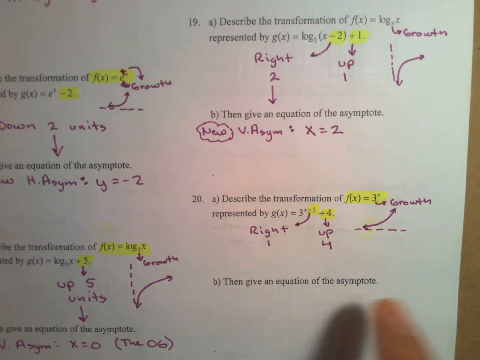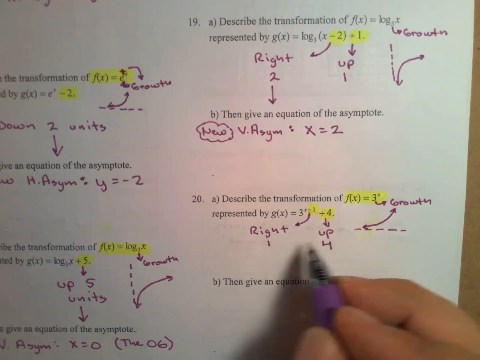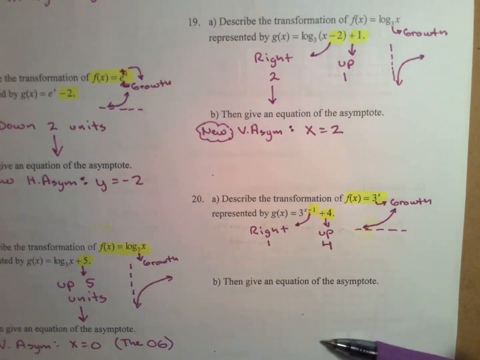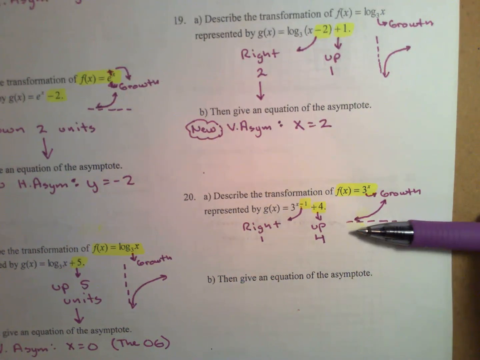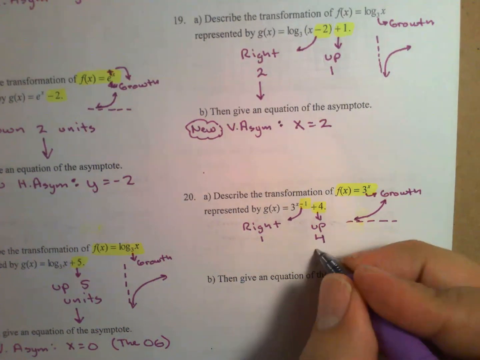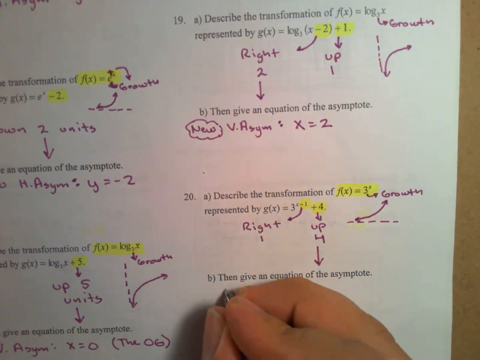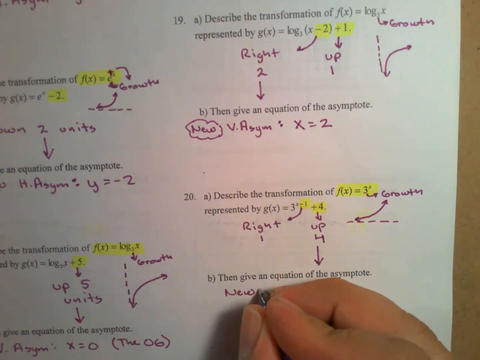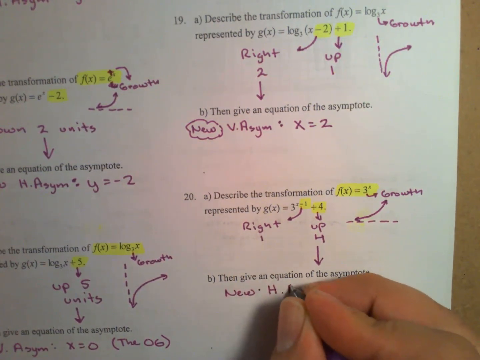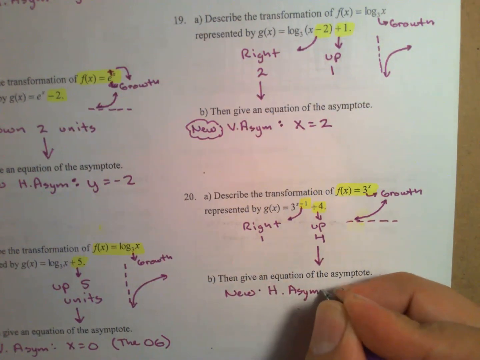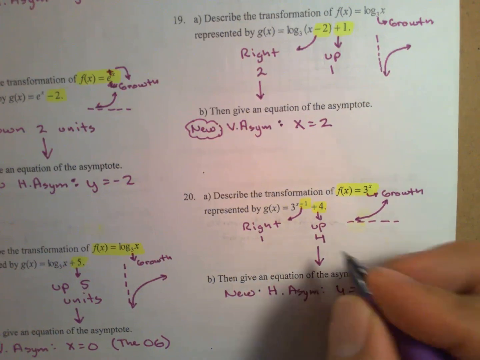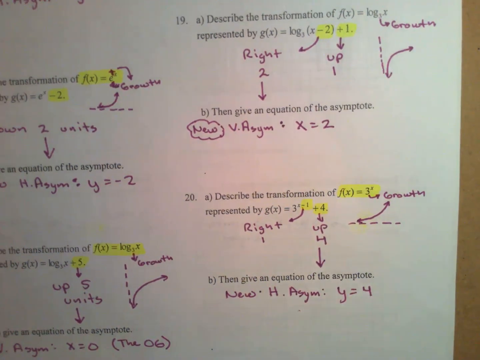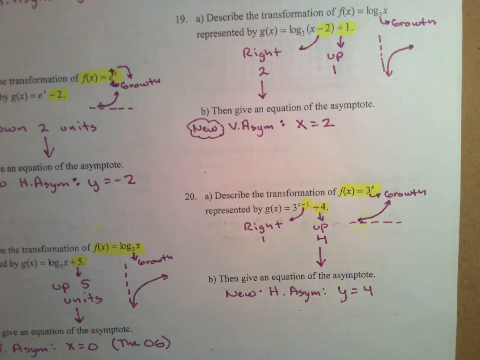Give the equation of the asymptote. Well, remember, right and up, this is a horizontal asymptote, so moving it to the right doesn't do anything, but up and down does. So this is who's having an effect. We have a new horizontal asymptote, and that new horizontal asymptote is, because it's a horizontal line, y equals up 4, +4. And just like that, we have our asymptote for this problem.